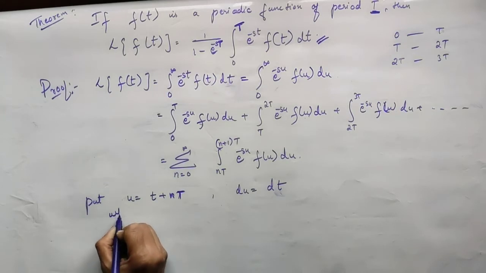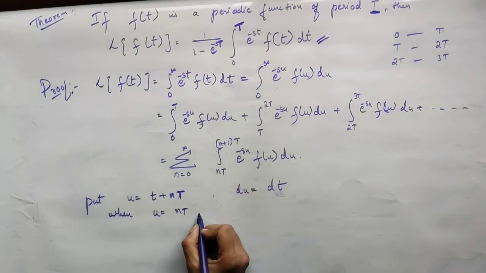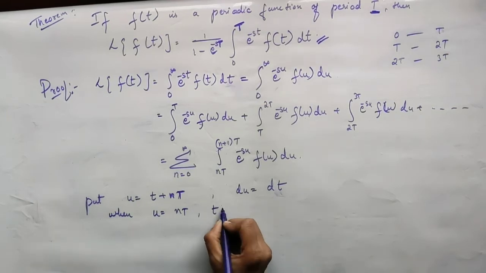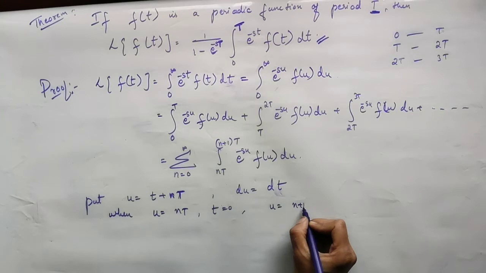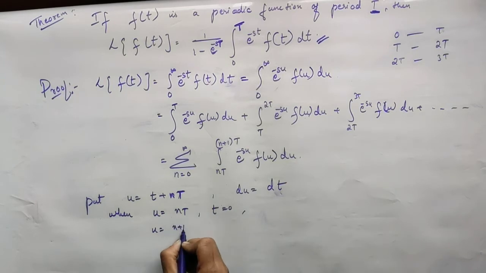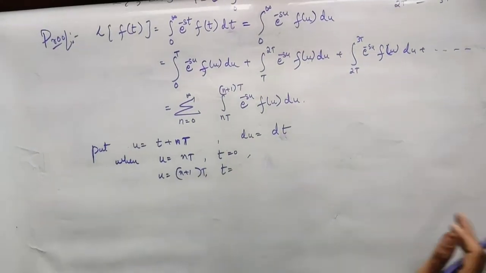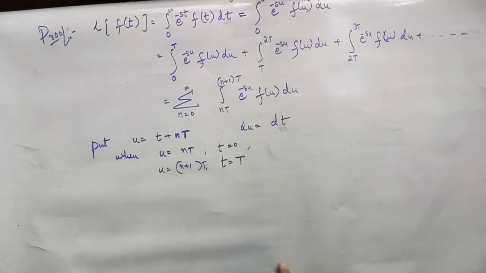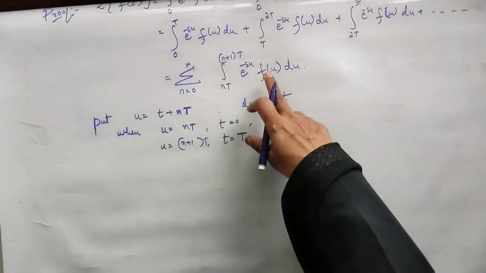Now when u is equal to nT, that is the lower limit, you get t equal to 0, and when u is equal to (n plus 1)T, you get, just see, nT will get cancelled, and small t will be equal to capital T. So let us do these substitutions in this expression.